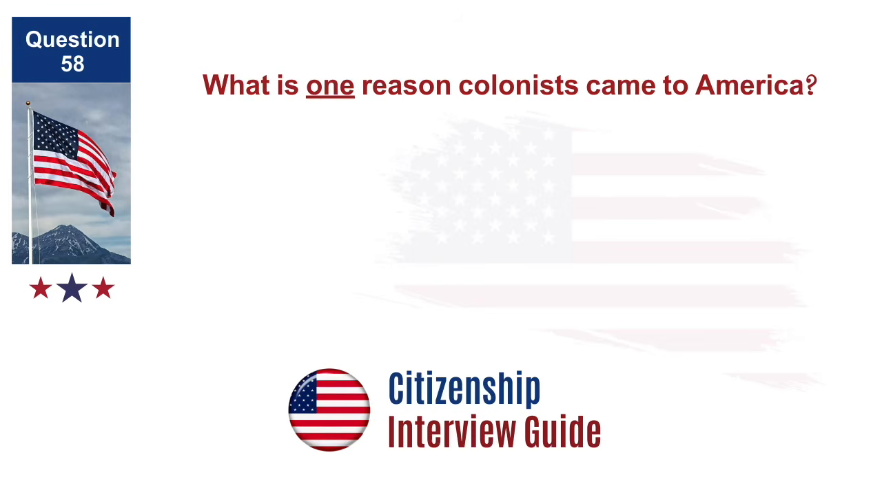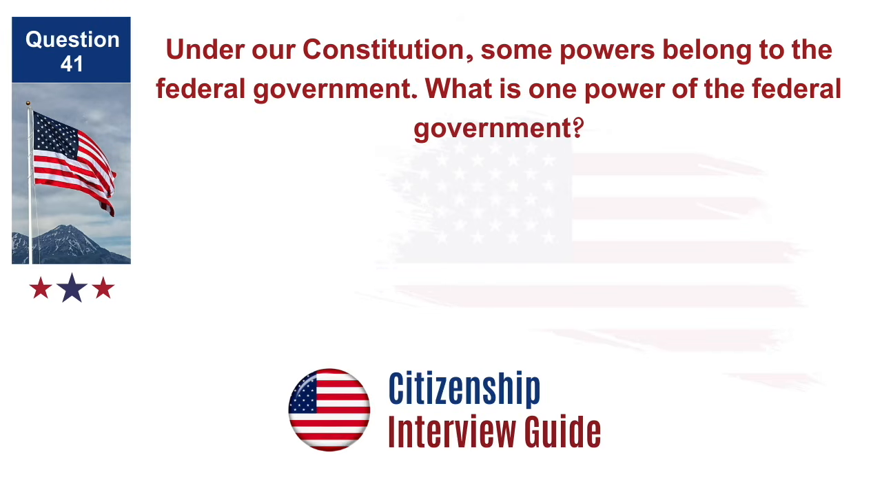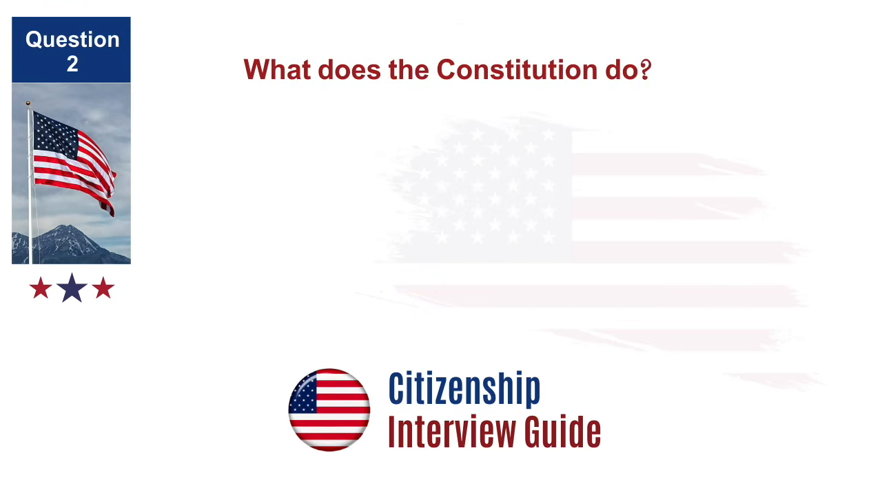What is one reason colonists came to America? Freedom. Under our Constitution, some powers belong to the federal government. What is one power of the federal government? To print money. What does the Constitution do? Sets up the government.